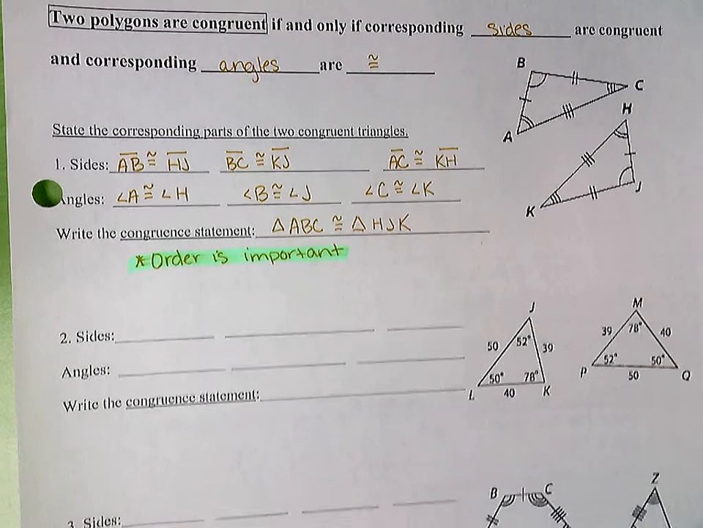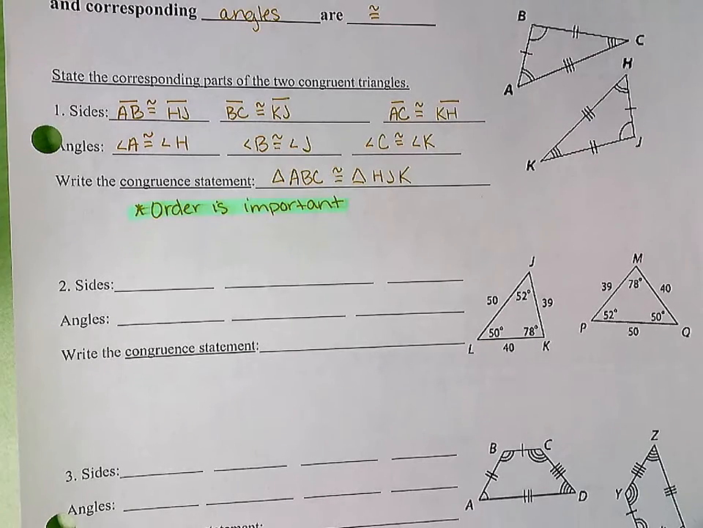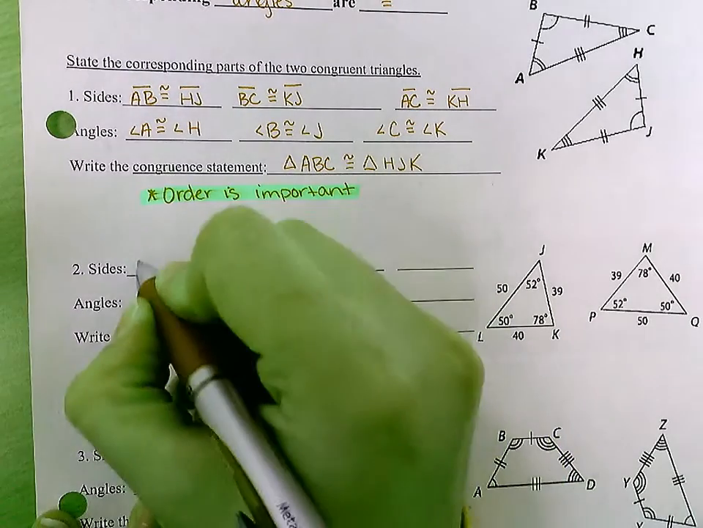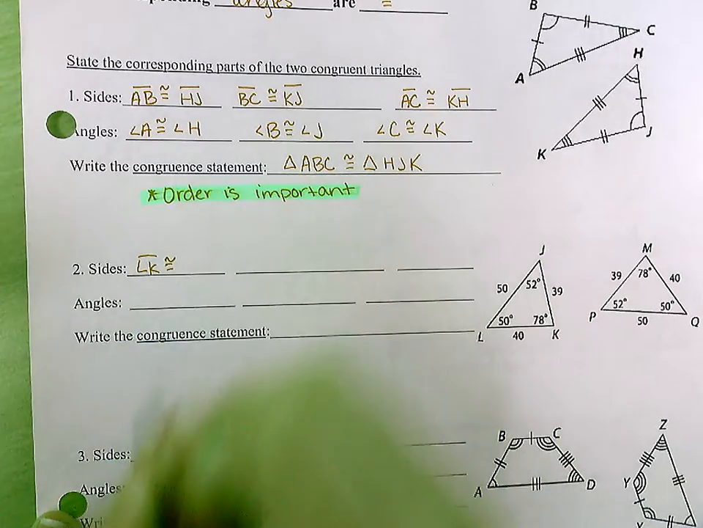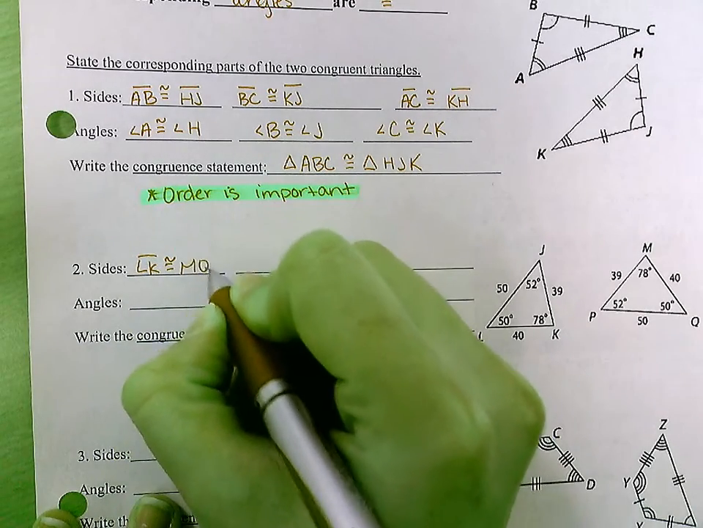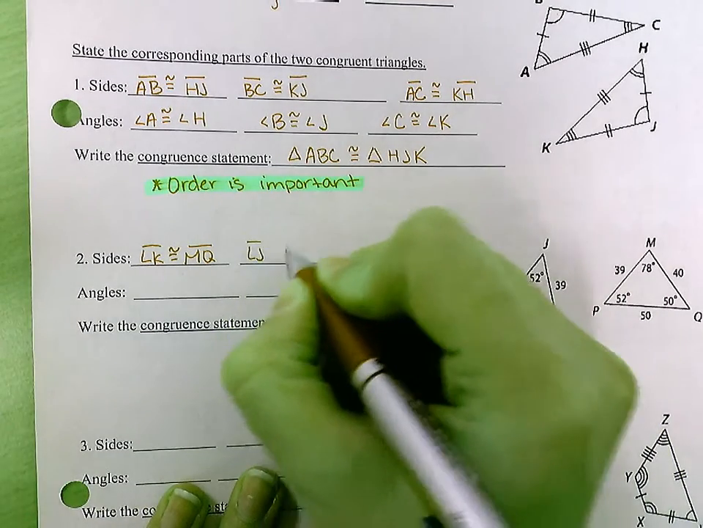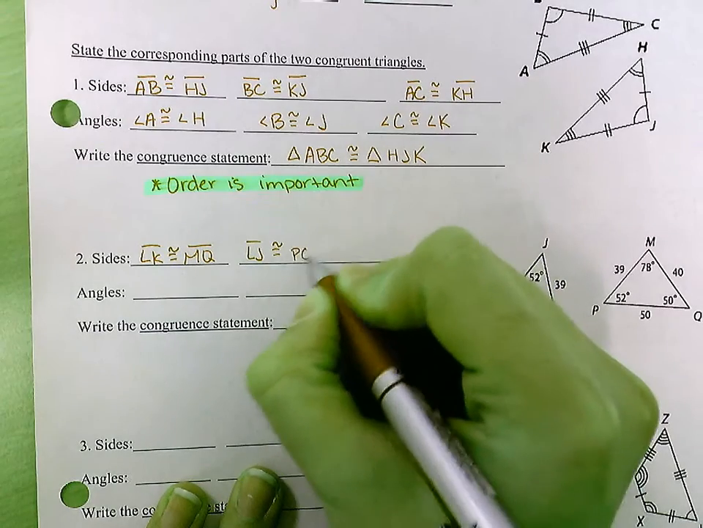All right, so the sides I have congruent. Now your sides, you can switch your letters. So say I wrote JL and you wrote LJ, that's the same thing. So that order isn't super important. You can flip-flop the letters in each of these, but they should be congruent to the same thing. So on mine I have LK is congruent to MQ. LJ is congruent to PQ.